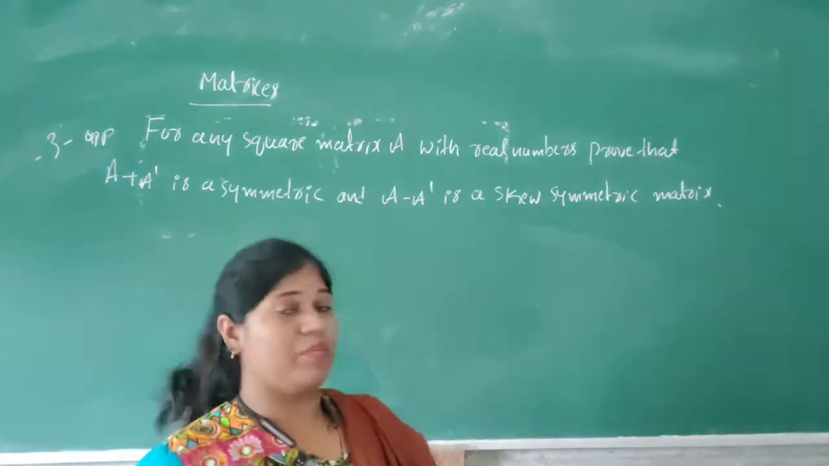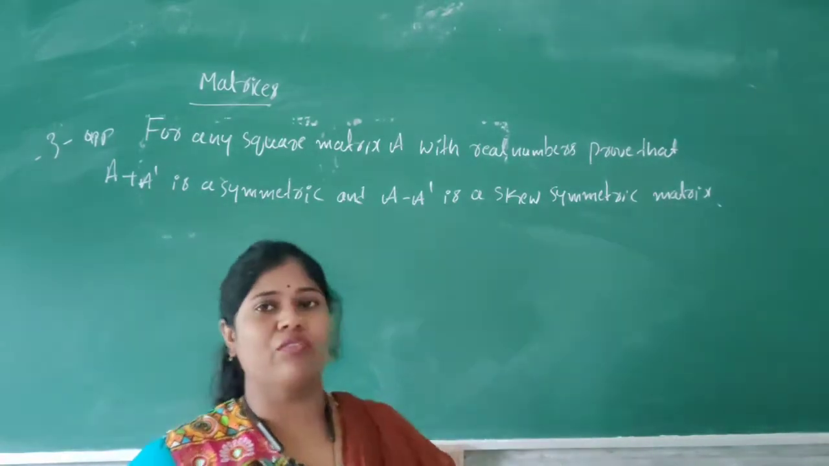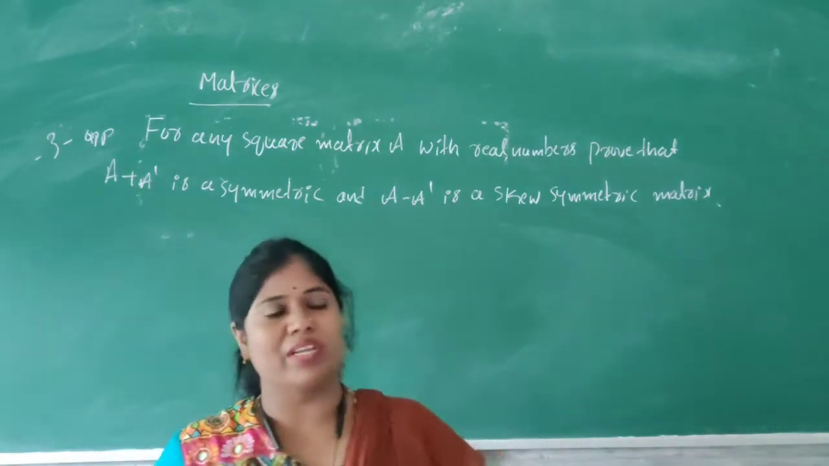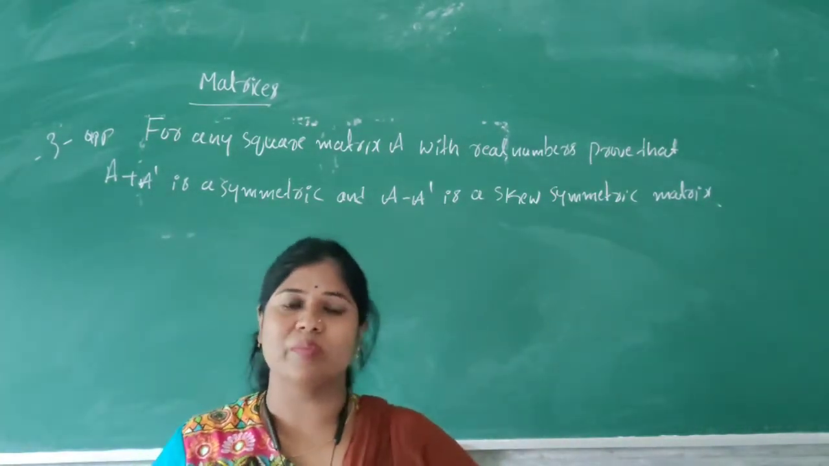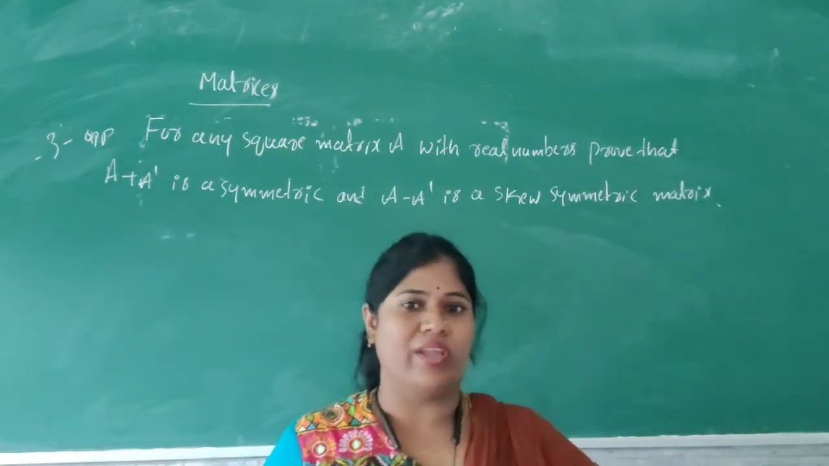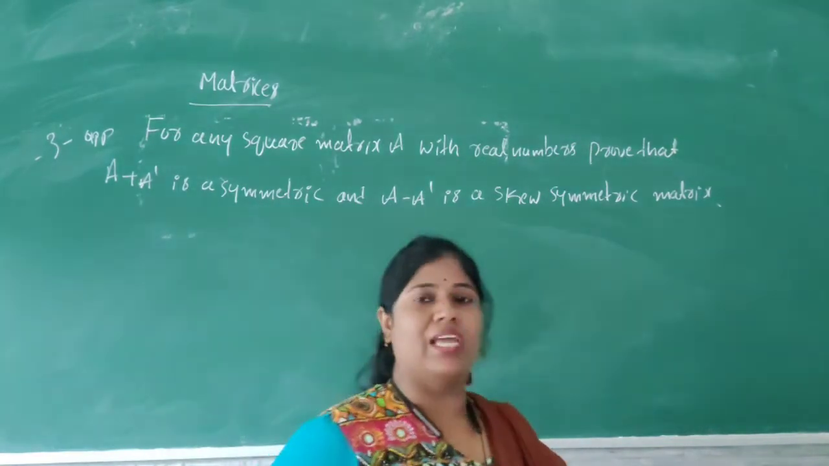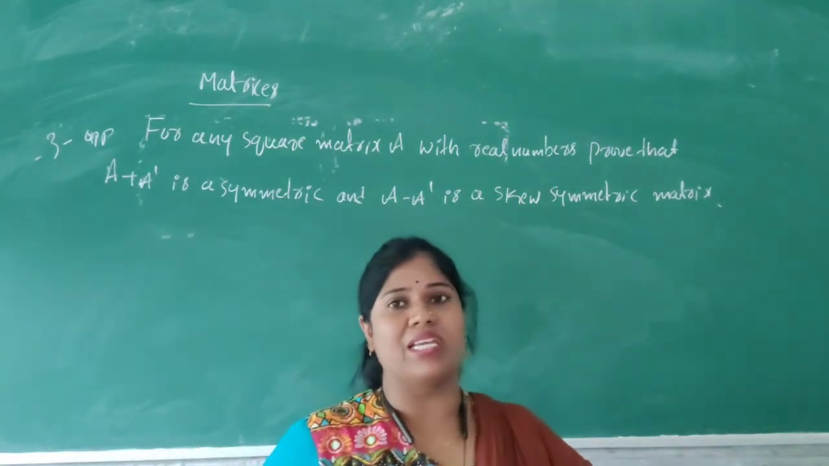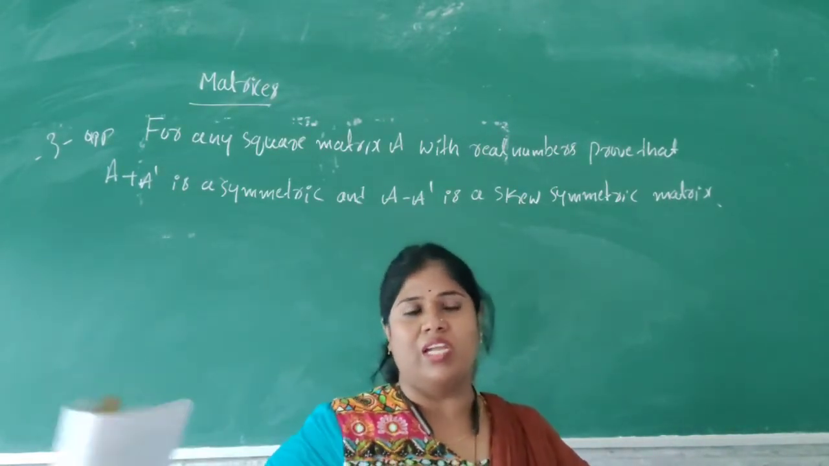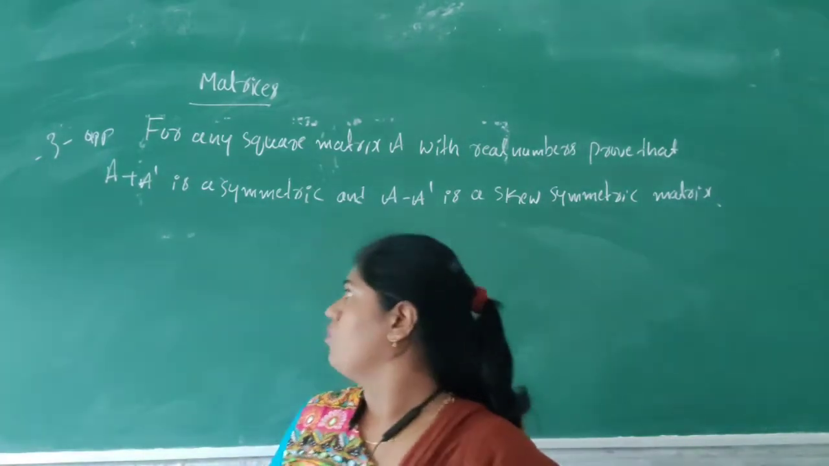What is a symmetric matrix? It should be a square matrix, and if A dash is equal to A, then only it is called a symmetric matrix. What is a skew symmetric matrix? It has to be a square matrix. The number of rows should be equal to the number of columns. Then A dash is equal to minus A. So the skew symmetric is equal to minus A. It should have the same elements but with the opposite sign. We have to prove that.